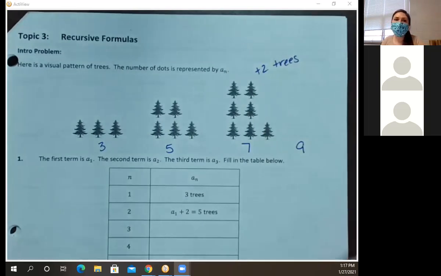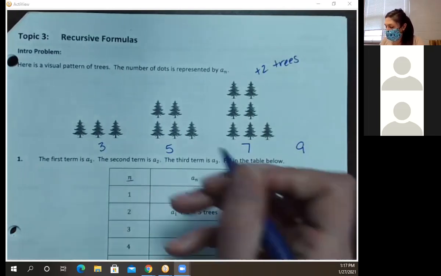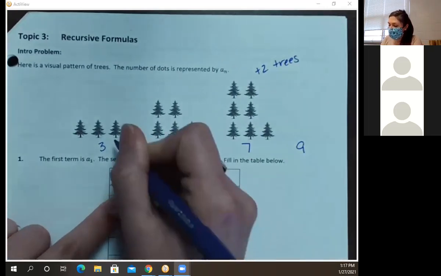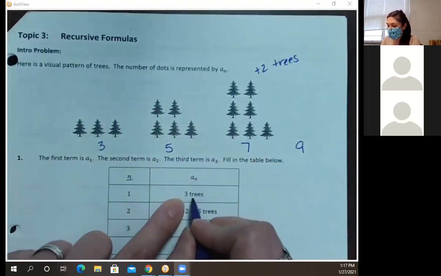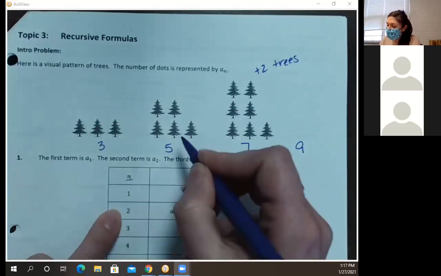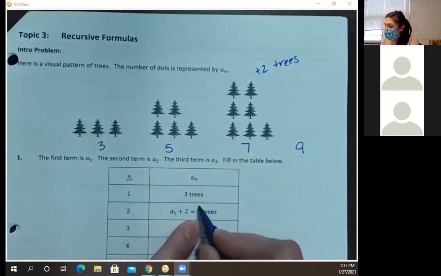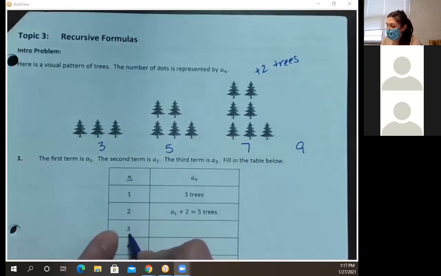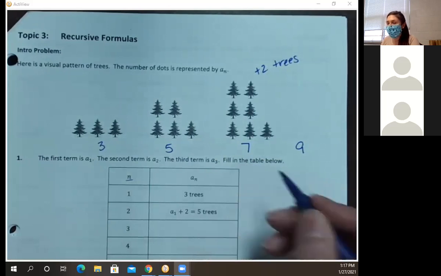So here's another way that I could represent what's happening. Our n here tells us what number in the sequence we are. So our first term in the sequence, our first picture in the sequence, has 3 trees. Our second term in the sequence, we added 2, right, to that first term. And now we've got 5 trees for that second term in the sequence. For our third term in the sequence, we took 5 and we added 2 to get 7.